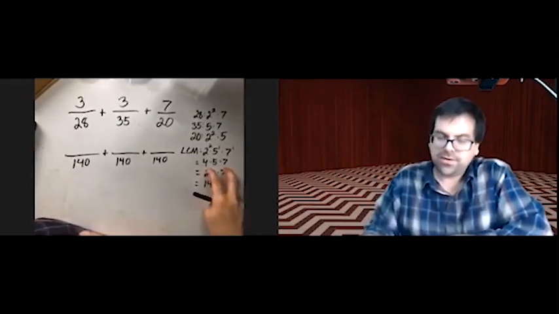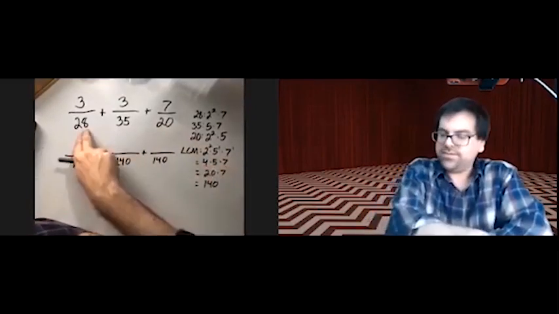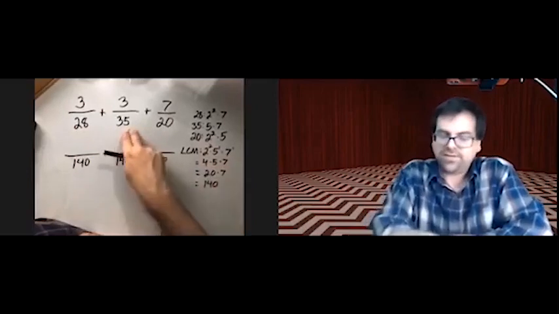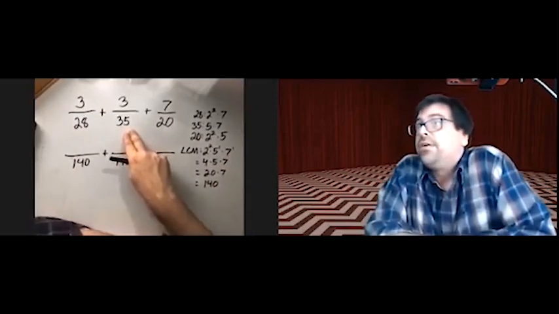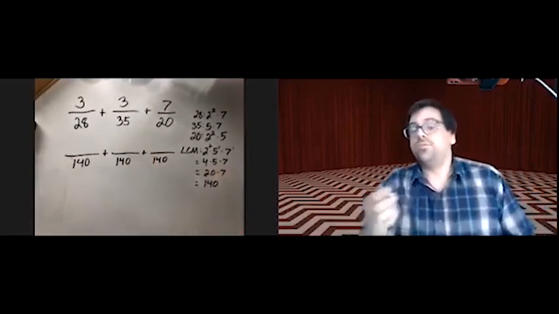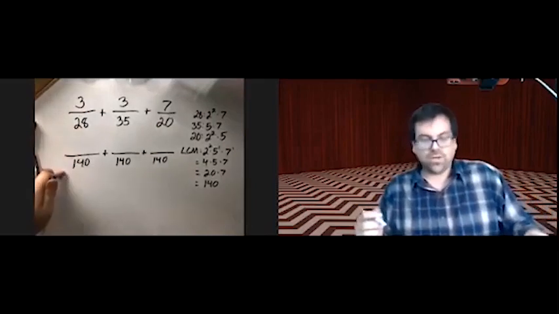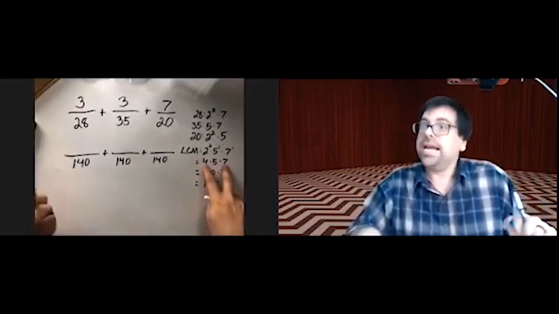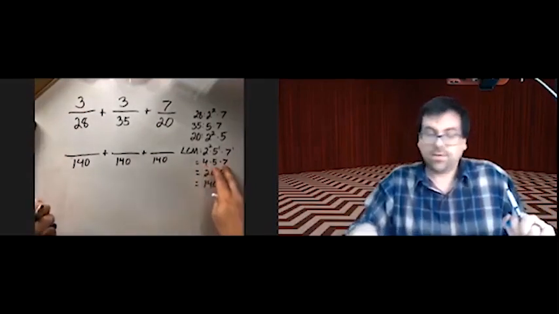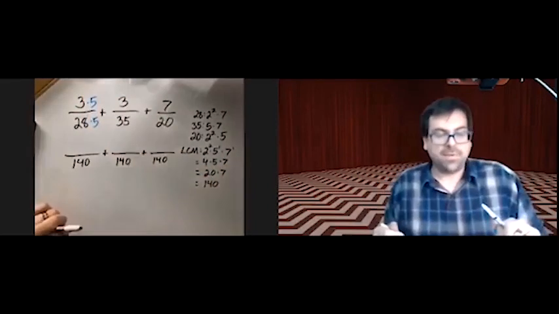Notice once we wrote this out, 4 times 5 gives us the 20, 4 times 7 gives us the 28, 5 times 7 gives us the 35. Knowing that 140 is 4 times 5 times 7 will help us here. 28 times what is 140? There's the 28, 4 times 7. So times 5. Whatever we do on the bottom, we have to do on the top.